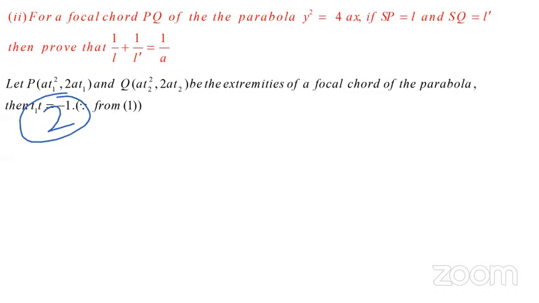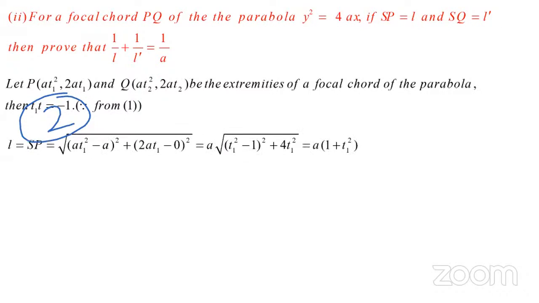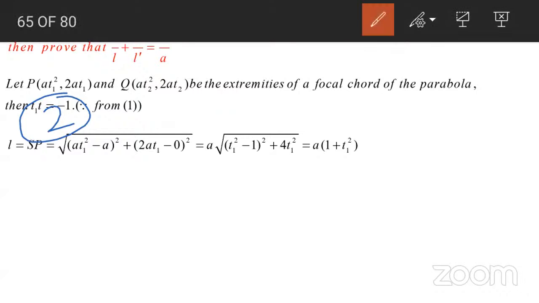So then from 1, L equal to SP. Here what is given is that SP equal to L. So the distance between S and P. What is the S value? S is the focus. S is nothing but (a, 0). To find the distance between the 2 points, that is nothing but the square root of (x2 minus x1) whole square plus (y2 minus y1) whole square. Just substitute the values. Then (a t1 square minus a) whole square plus (2a t1 minus 0) whole square.